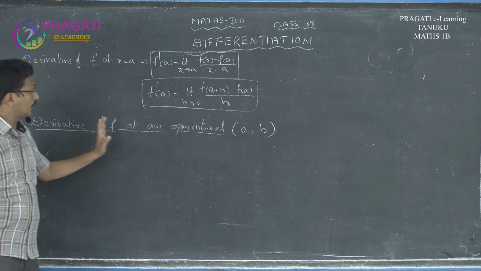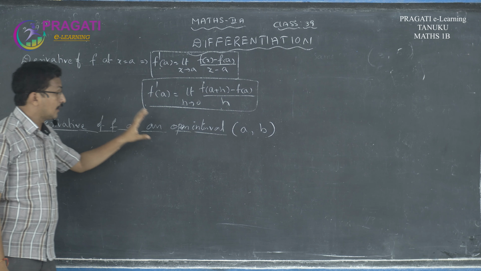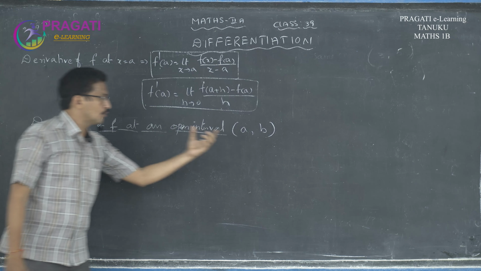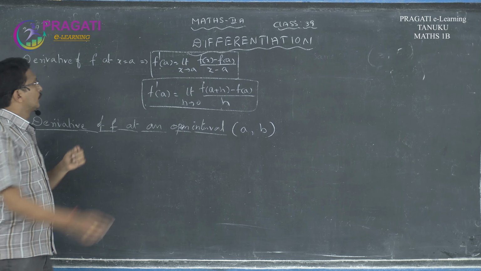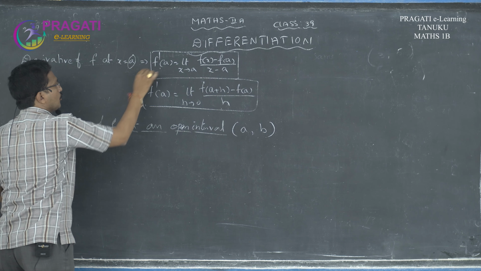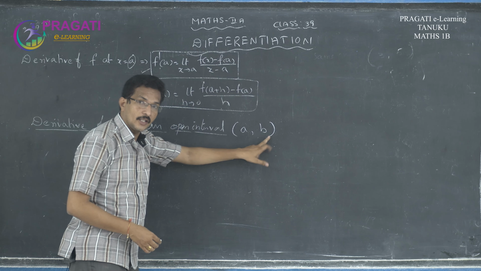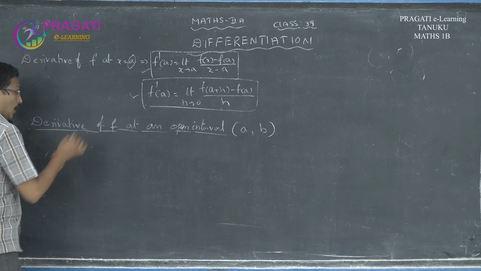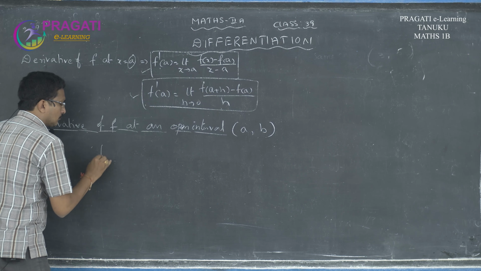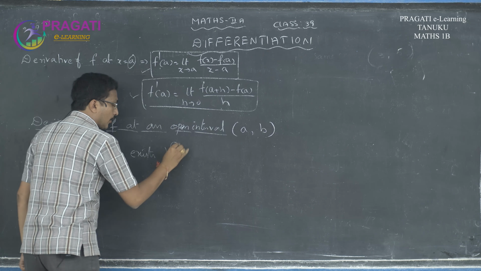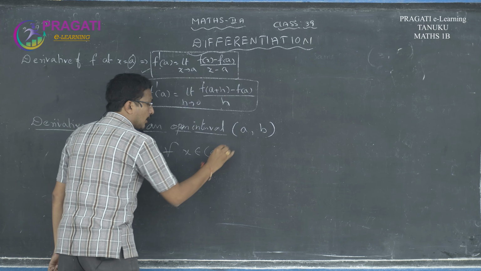The derivative of the function on an open interval a comma b. How to check? Only at the point x is equal to a do we use the formula. If it exists, then the function f is differentiable at x is equal to a. Here a means check at x is equal to a. Here we check over the open interval a comma b. That is how to check. f dash of x exists for all x belongs to a comma b.